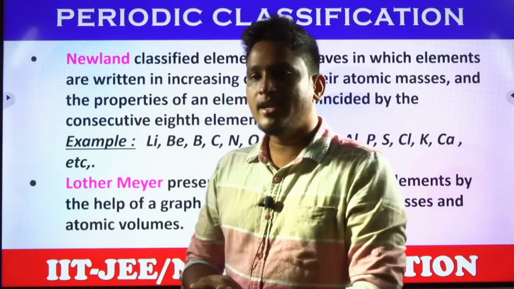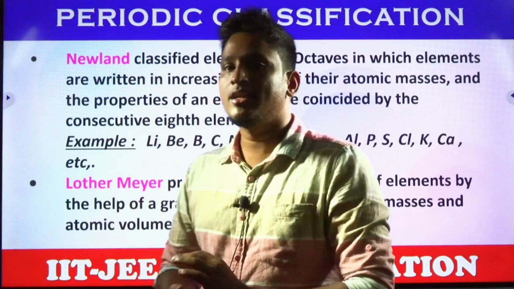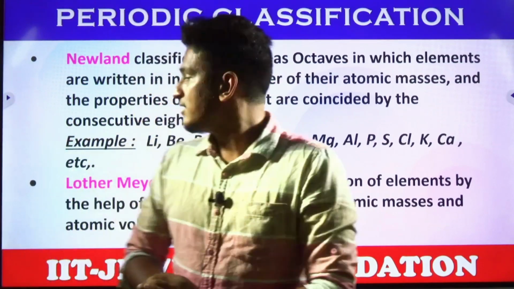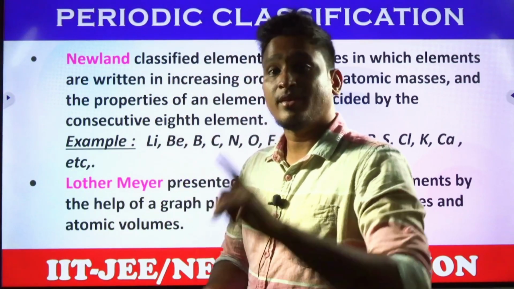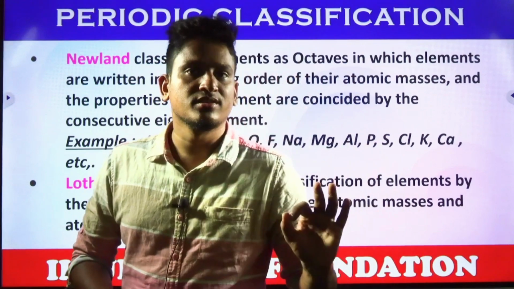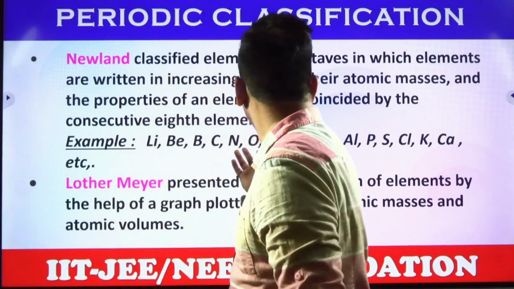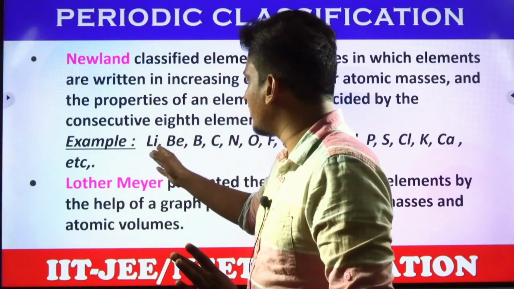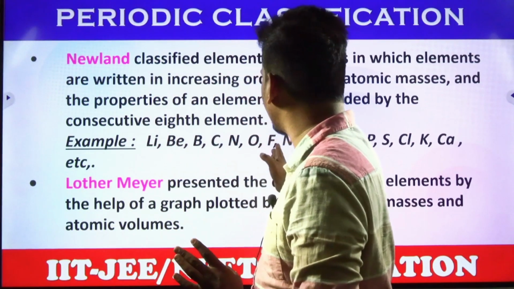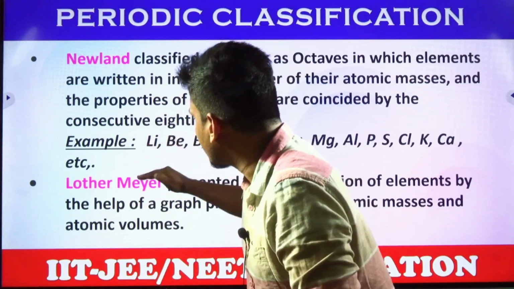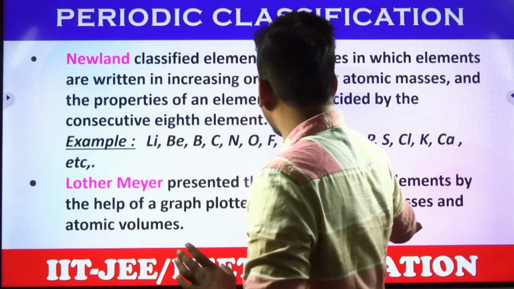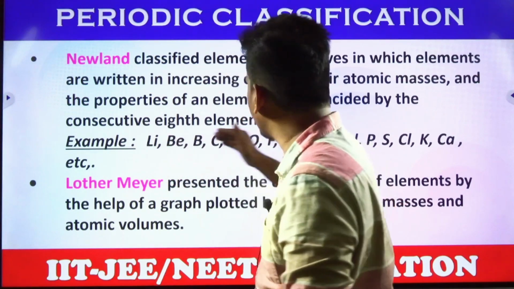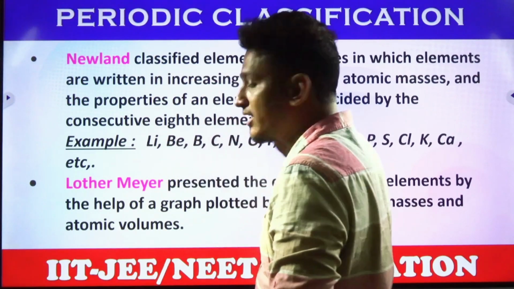And what is the law he gave? First of all, he classified the elements based on increasing order of atomic masses. So first lithium. Sir, first hydrogen? He didn't classify hydrogen. He didn't classify helium also. He didn't classify the noble gases. I'll tell you the reason. So he started from lithium, beryllium, boron, carbon, nitrogen, oxygen, fluorine, and again sodium is placed under lithium and it continued like this. Here it is given like a single line, but sodium is placed again under lithium, magnesium under beryllium, aluminum under boron, and continued like this.